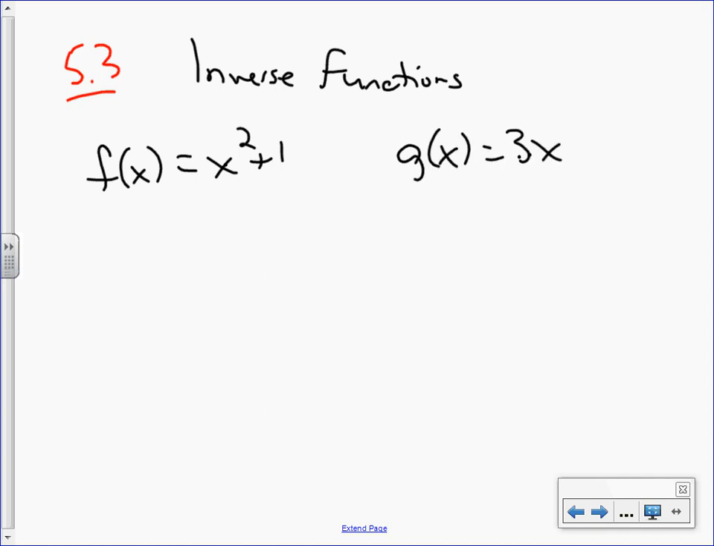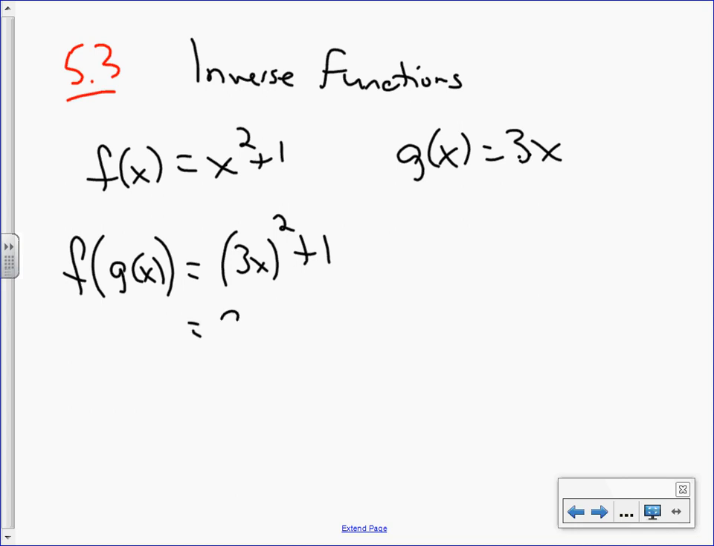So suppose I have these two functions, just two particular functions, nothing special about them, and I ask you to do the composite function f of g of x. That means you're going to say 3x squared plus 1. Everybody remembers this? Which is 9x squared plus 1.